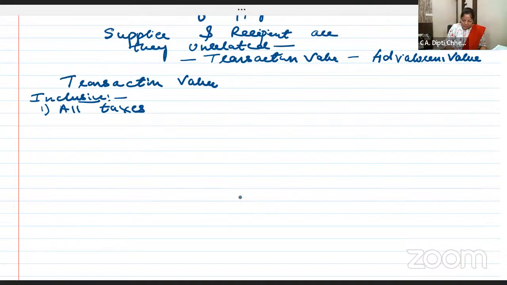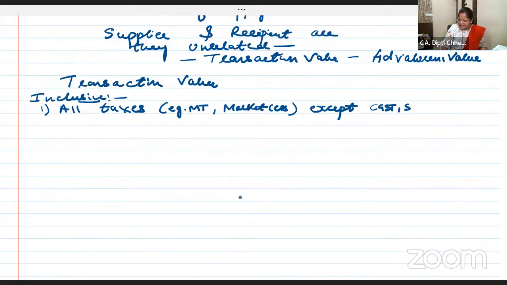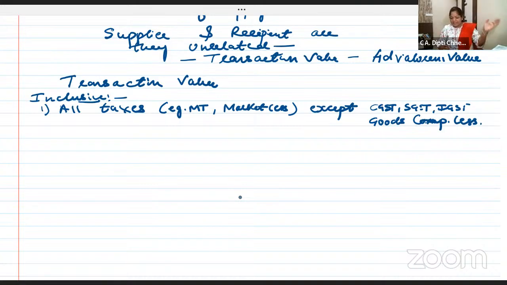So on the transaction value you have to charge GST, but add all the taxes. For example, municipal tax. Some of the states have market cess, octroi. Add all the taxes except GST taxes. What are GST taxes? CGST, SGST, IGST, and most important, I told you they'll ask you to write a short note on goods and services tax compensation cess. Are you all with me? All taxes you will add in the transaction value except CGST, SGST, IGST, and goods compensation cess.